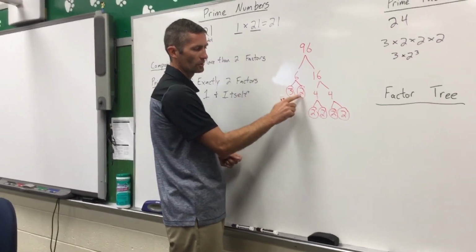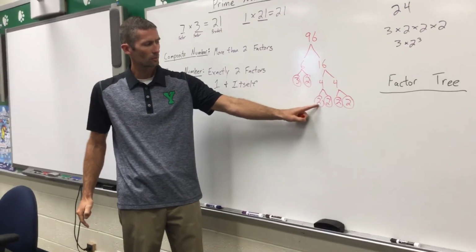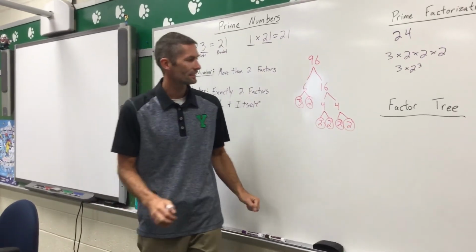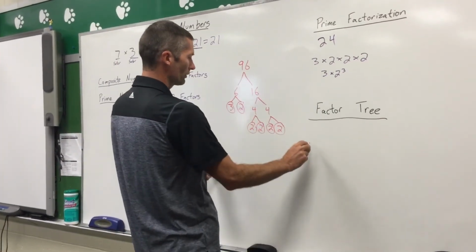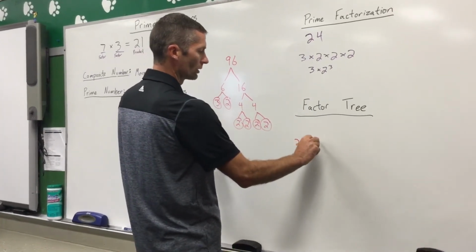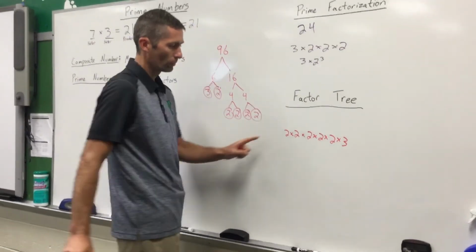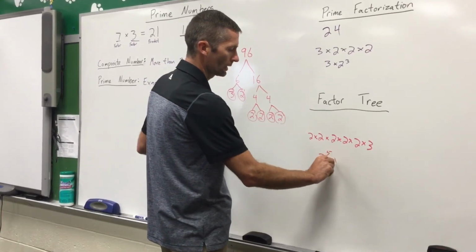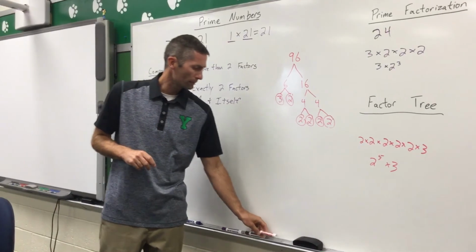So I have 3 times 2 times 2 times 2 times 2 times 2. 3 times 2 is 6, times 2 is 12, times 2 is 24, times 2 is 48, times 2 is 96. So my prime factorization of 96 is 2 times 2, we're doing it 5 times, times 3. So better yet, we would write 2 to the 5th power times 3.